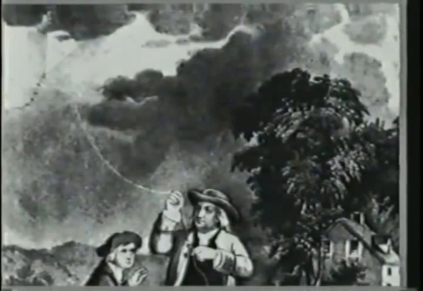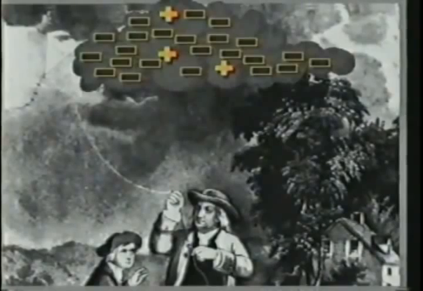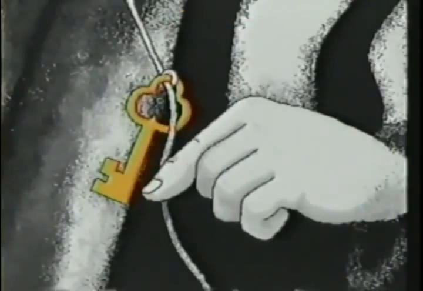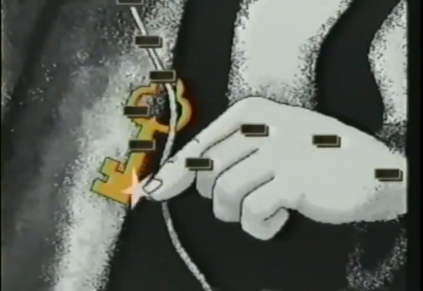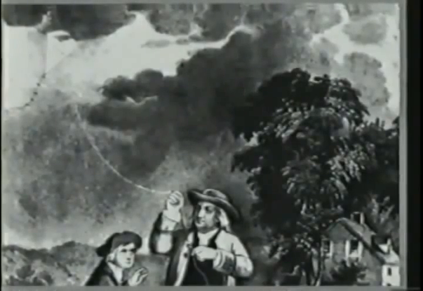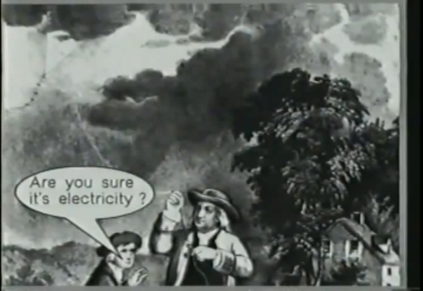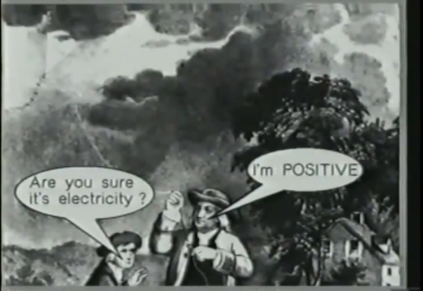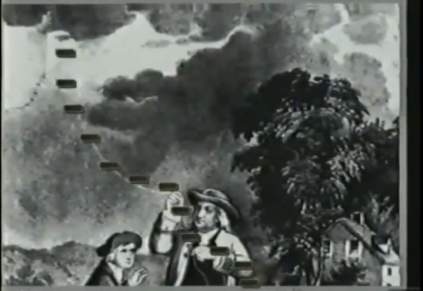Flying a kite in a thunderstorm, Benjamin Franklin was able to demonstrate that clouds carry an electrostatic charge. The fine wire connected to the kite conducted electrons to Franklin below. Franklin hypothesized that the charge moving through the conductor was positive. Electrons had not yet been discovered.